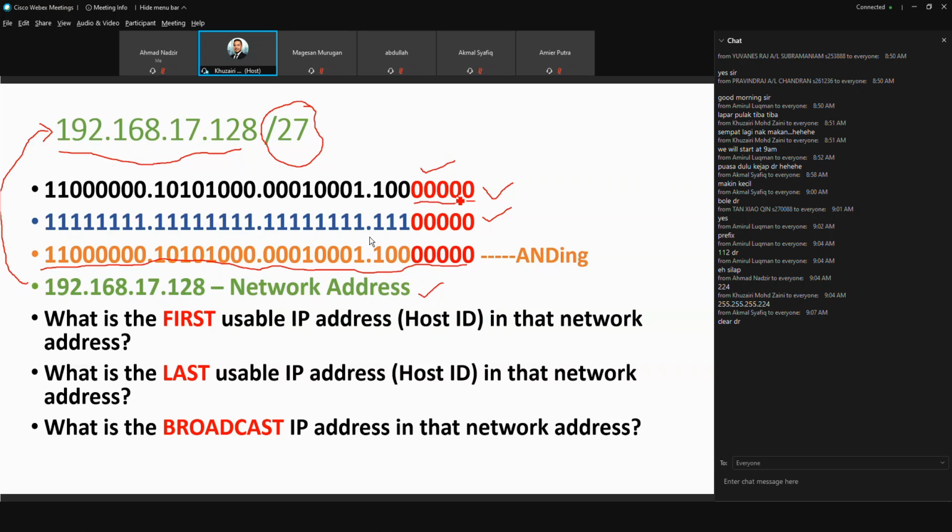Now, the next question I want to ask is, what is the first usable IP address? What is the first usable IP address or host ID in that network address? So how to find that? Can someone check the notes in NetaCat? What do we mean by first usable IP address in that network address?